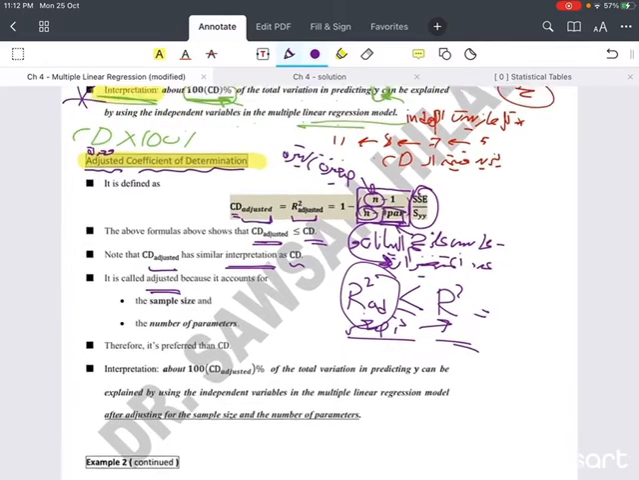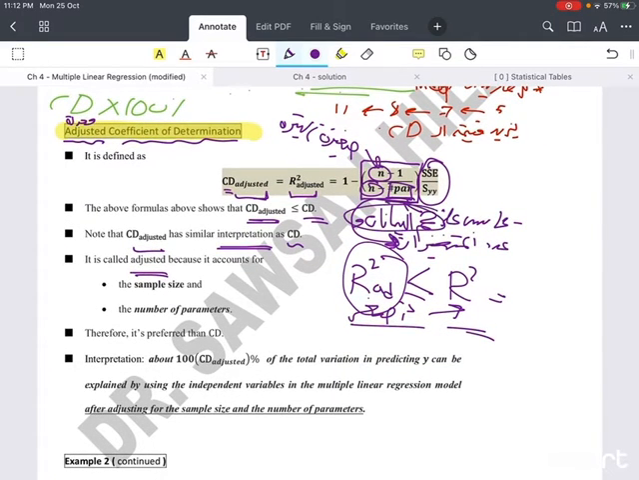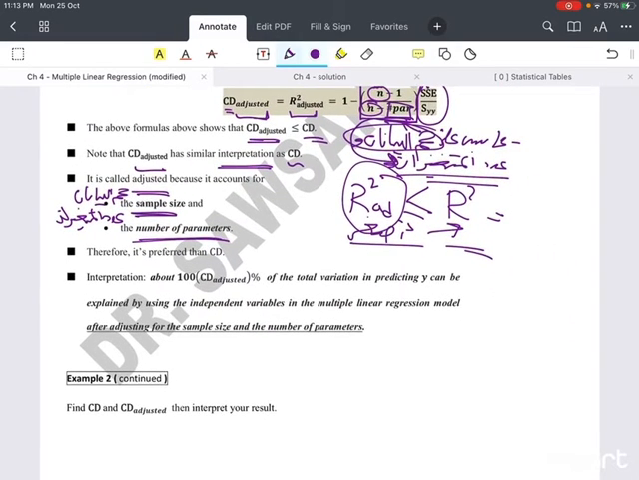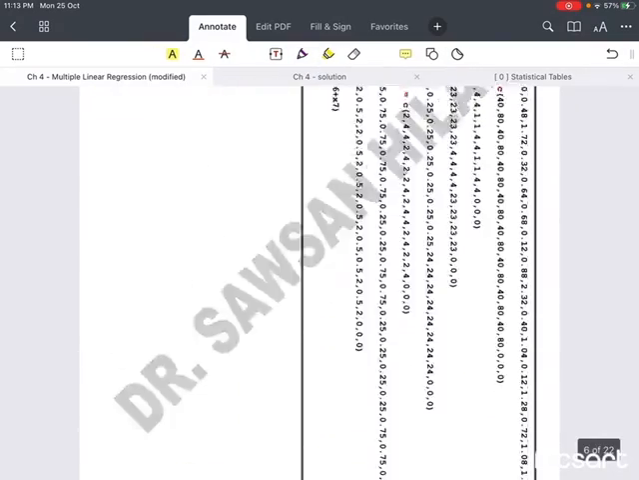for, as we said, the sample size, which is the size of the data, and the number of parameters. I wrote it already but I'll write it again: the size of the data and the number of parameters. Therefore it is preferred over CD. It is better to use it than to use the CD itself.